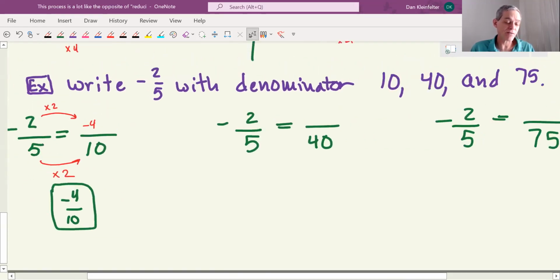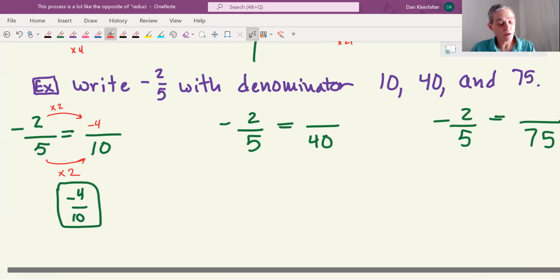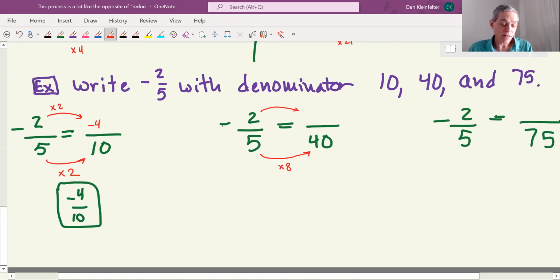Okay, next for negative 2/5, here 5 times 8 makes 40, and negative 2 times 8 makes negative 16. So then our final answer will be negative 16/40.